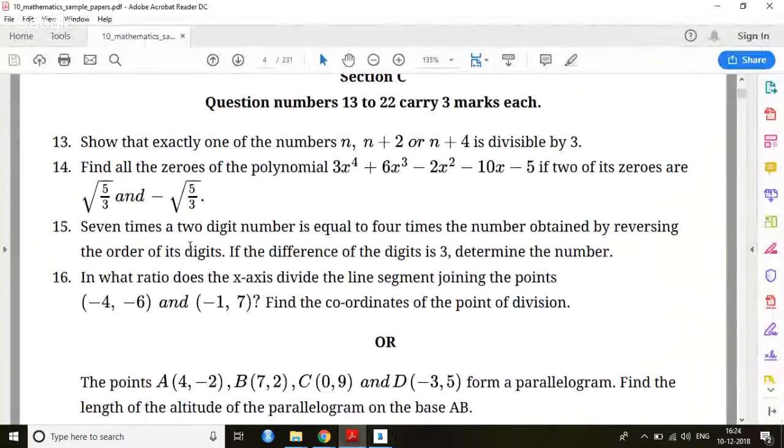Seven times a two-digit number is equal to... how many of you have not done question 15? If you have not done it, then only I'll solve. Otherwise, I'll not solve. These are easy questions. If anyone wants me to solve question 15, just post it in the group. Nobody wants me to solve question 15. Okay, no issues. I'm going to question 16 now then.